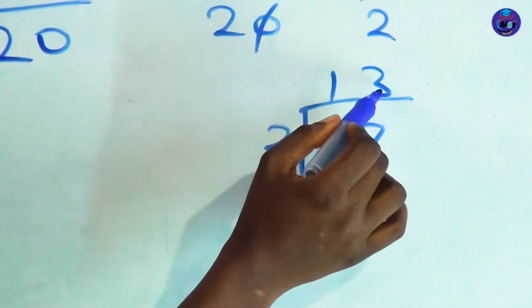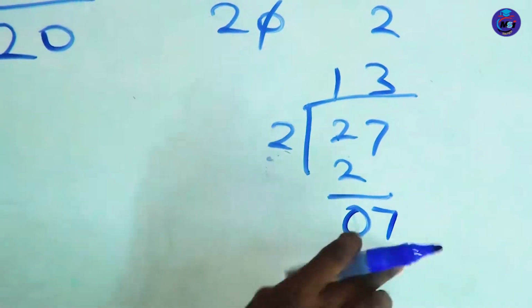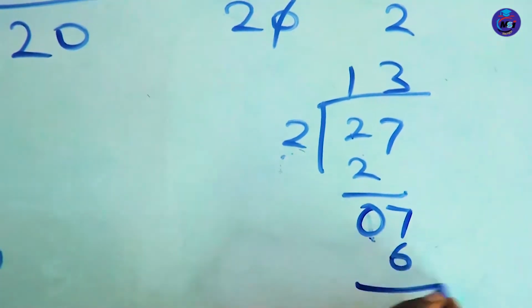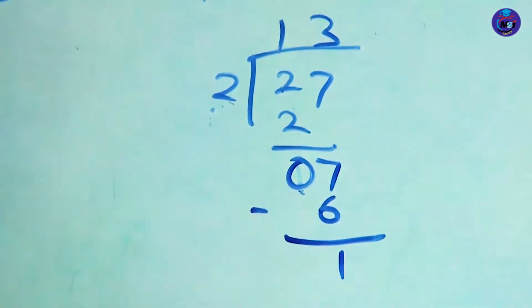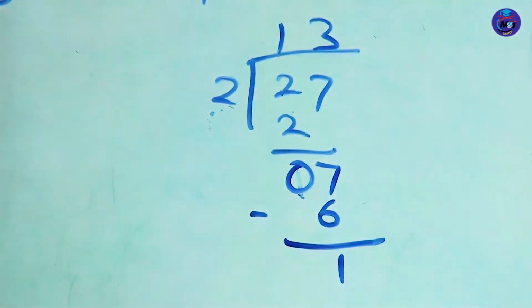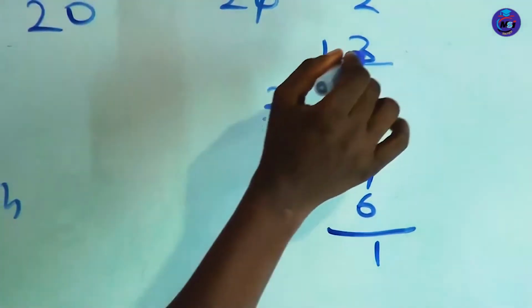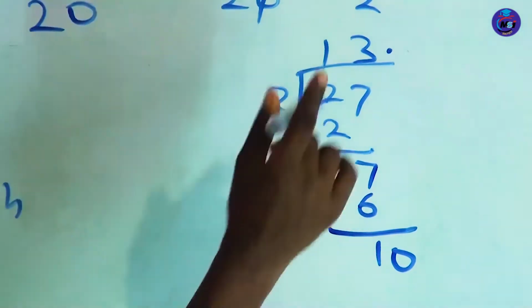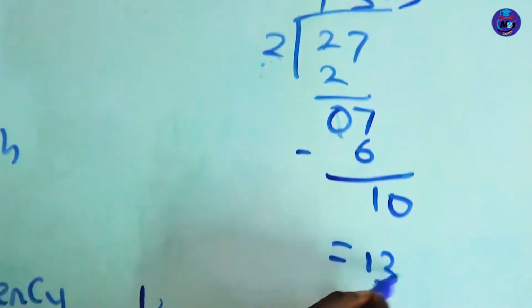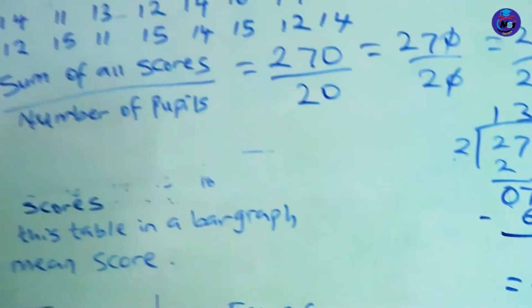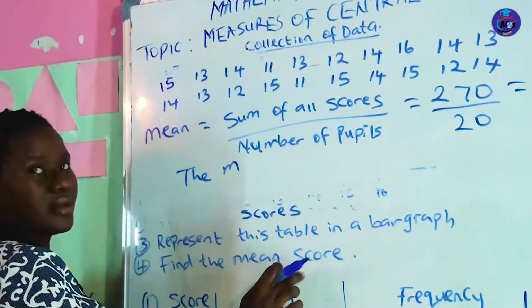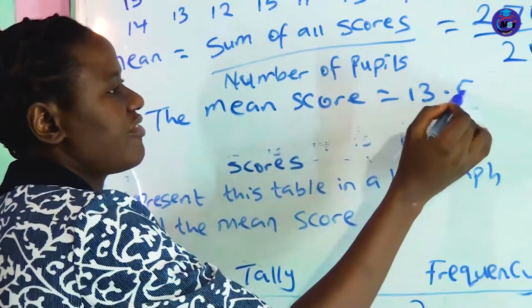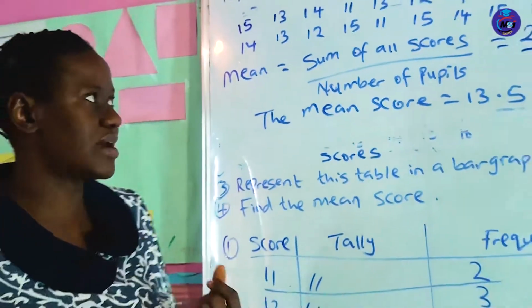3. I bring down the 7. 2 times 3, 6. 7 minus 6, 1. So, how many 2 can I find in 1? None. So I put the decimal point here, and add 0 here. How many 2 can I find in 10? 5. So my answer is 13.5. So I come back here, the mean score is 13.5. That's the class average, 13.5.